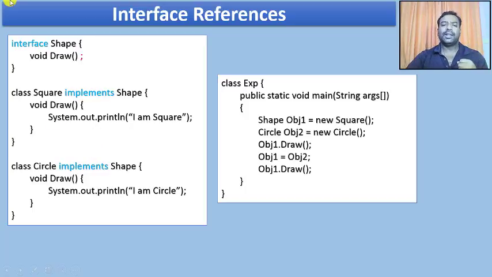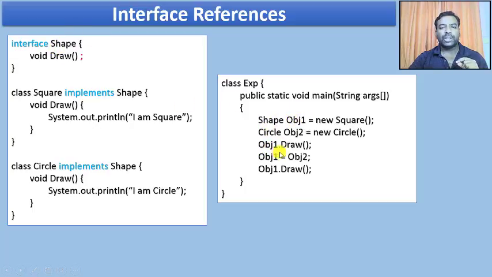The same thing I'm going to do here. I'm going to have the main class, create object 1 for the shape, create object 2 for the circle, and I'm going to say object1.draw. When I say object1.draw, just look at this. Object 1 is the reference of the interface shape.